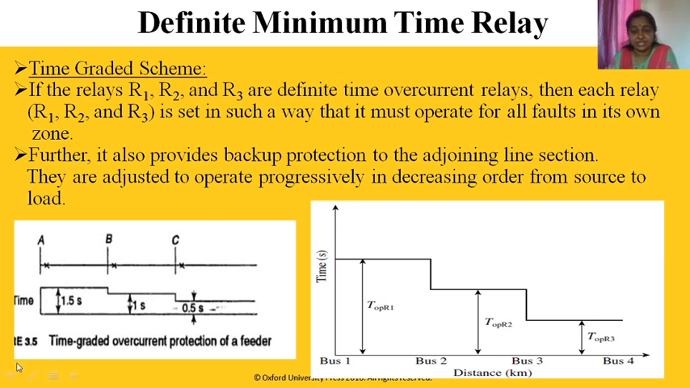And how are we changing the time? At the far end we have minimum time and it is increasing towards the source end. Far end has minimum time, then again time delay is provided. Far end we have 0.5 second, then 1 second and then 1.5 second. This top is minimum, then we add some intentional time delay, then again intentional time delay. So here at the source end we have maximum time.